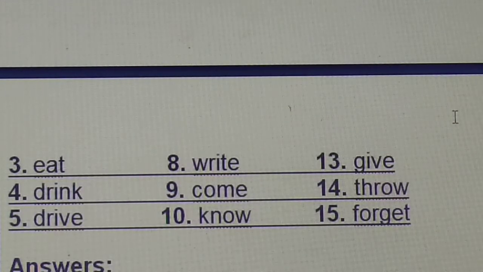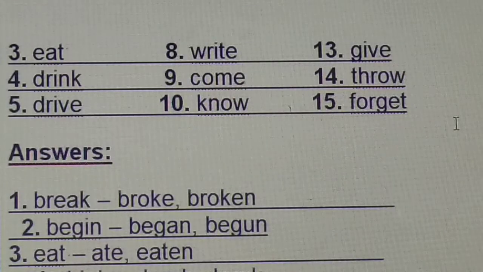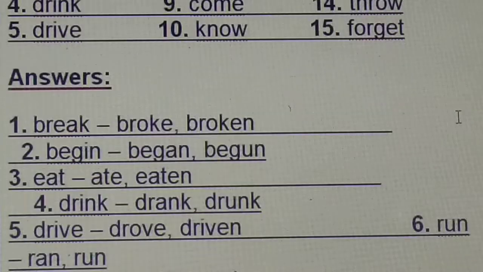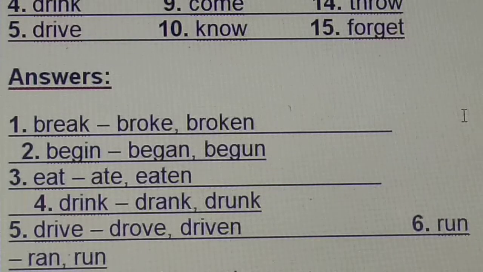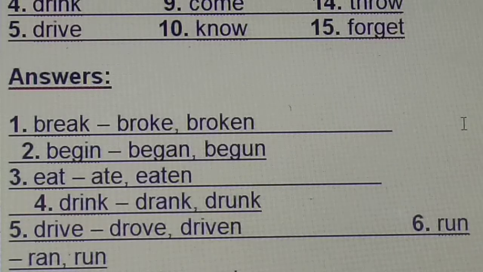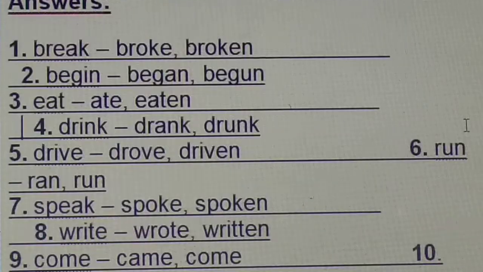There are 15 questions, children. Come on, write down the answers. Okay, now here are the answers for you, children. Please check. Break, broke, broken. Begin, began, begun. Eat, ate, eaten. Drink, drank, drunk. Drive, drove, driven. Run, ran, run. Okay, 6th one, run, ran, run.